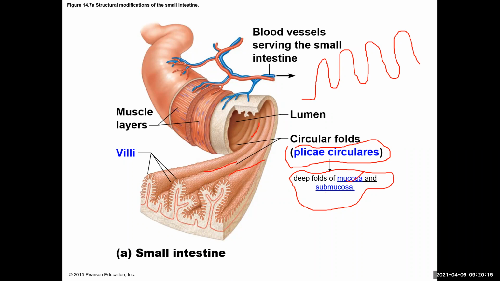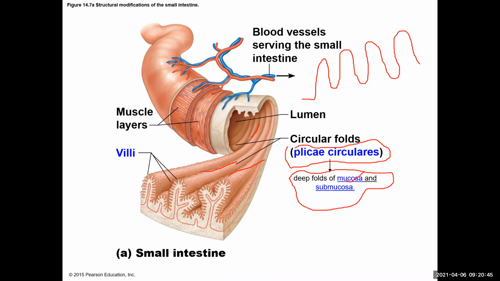So the reason why we have these circular folds or villi or microvilli, okay? Can anyone tell me what is the main reason why we have circular folds, villi or microvilli in the small intestines? To increase the surface area. So to increase the surface area, very good, for wonderful absorption. Absorption, which can maximize absorption. Absolutely, Shata, very good. Right?